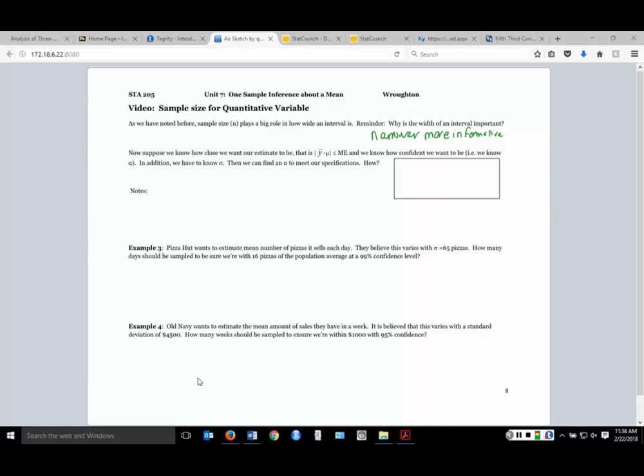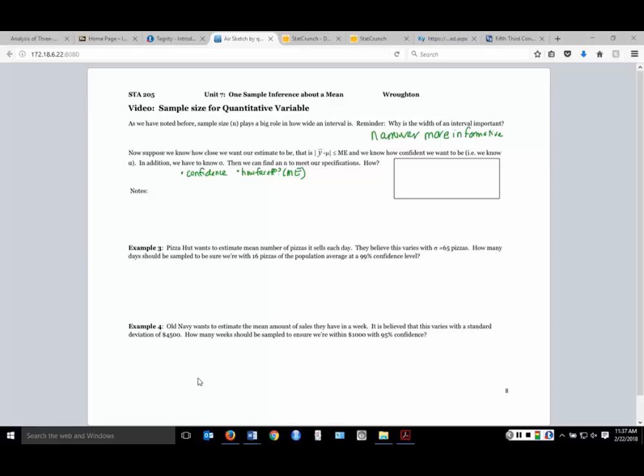So here are the things that we're going to need to know. I need to know how confident you want to be. Do you want to be 90% confident, or do you want to be like 95% confident? I need to know that. I also need to know how far off you're willing to be, or how close you need to be, which is basically telling me I need to know what your margin of error is. Are you willing to be off $10, or are you okay with being off $20? So how far off are you willing to be?